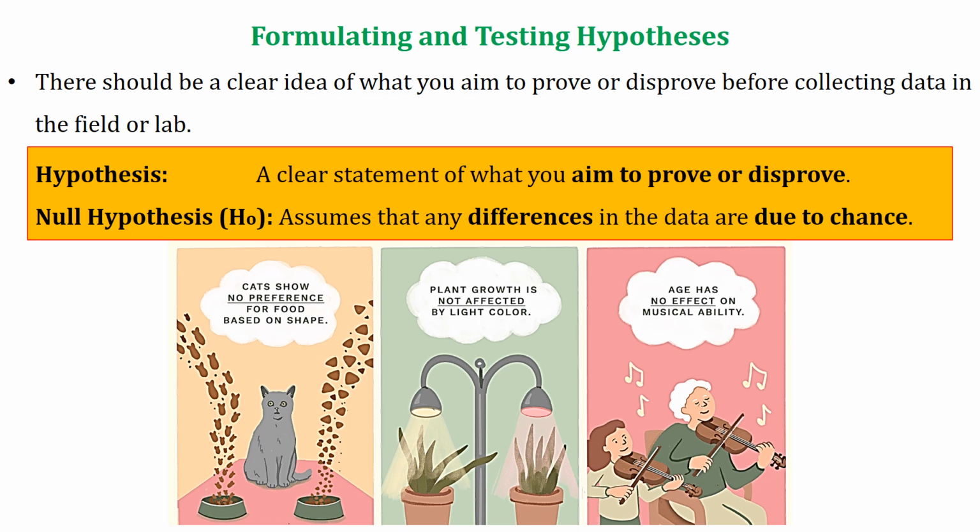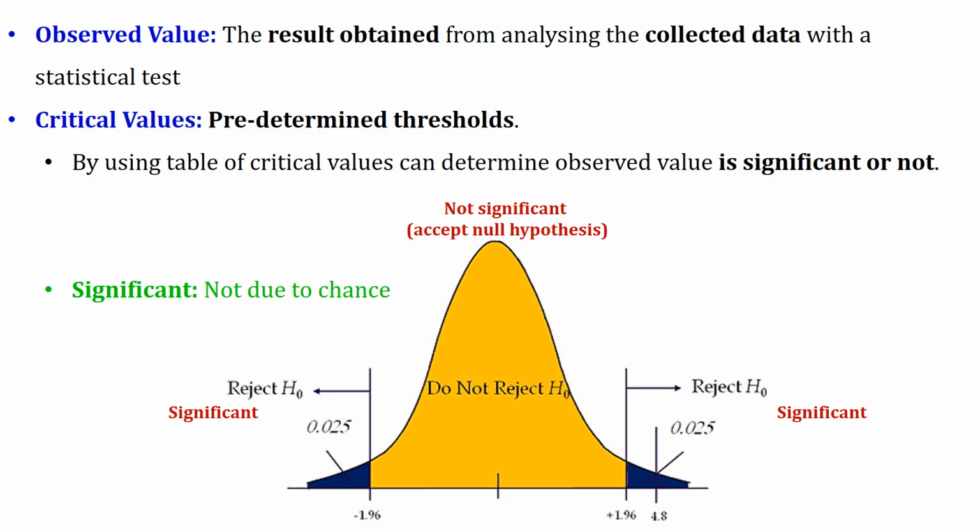Before collecting data, it's important to have a clear hypothesis, what you aim to prove or disprove. We also define a null hypothesis or H0, which assumes that any observed differences are due to chance, not actual effects. Once we calculate the observed value using a statistical test, we compare it to a critical value from the reference table. If the observed value exceeds the critical value, the result is statistically significant. It likely didn't happen by chance.